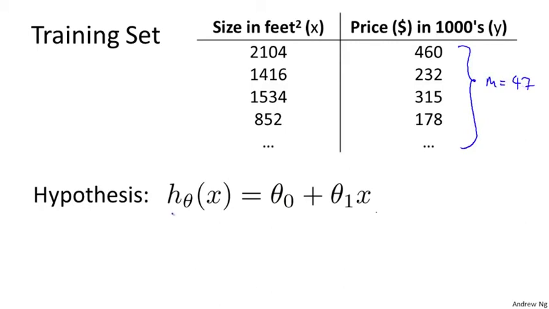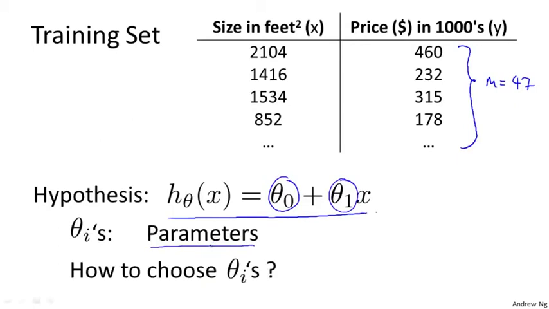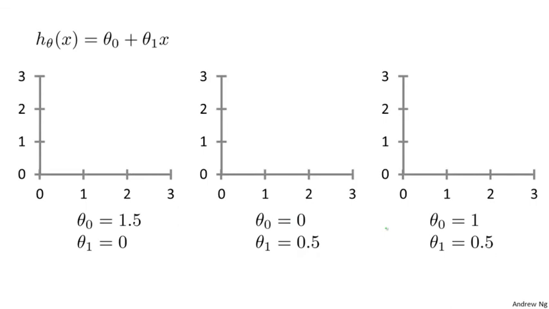And the form of our hypothesis, which we use to make predictions, is this linear function. To introduce a little bit more terminology, these theta 0 and theta 1, these theta i's, are what are called the parameters of the model. And what we're going to do in this video is talk about how to go about choosing these two parameter values, theta 0 and theta 1. With different choices of the parameters theta 0 and theta 1, we get different hypothesis functions.